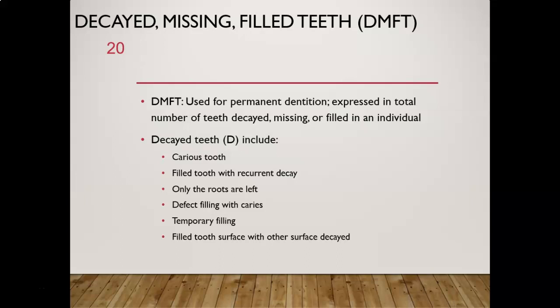The individual score is a sum of the D plus the M plus the F, ranging from 0 to 28 or 32, depending on whether they have their third molars. The dmft index in primary dentition is expressed as the number of affected teeth. Individual scores for pediatric patients range from 0 to 20 because they only have 20 primary teeth.